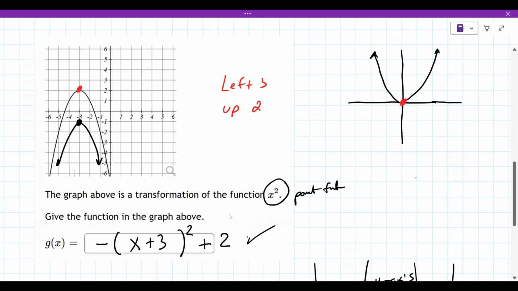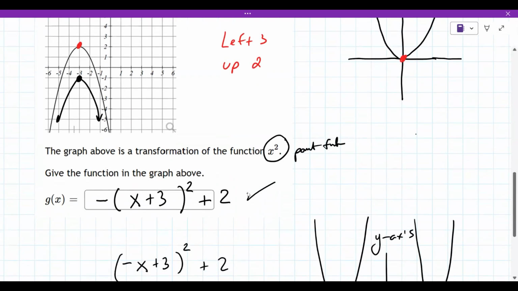Okay, yeah, that makes sense. I get that. x plus 3 squared minus 1. All right, yeah, that's correct. All right, number 18. Is that okay? Yep.